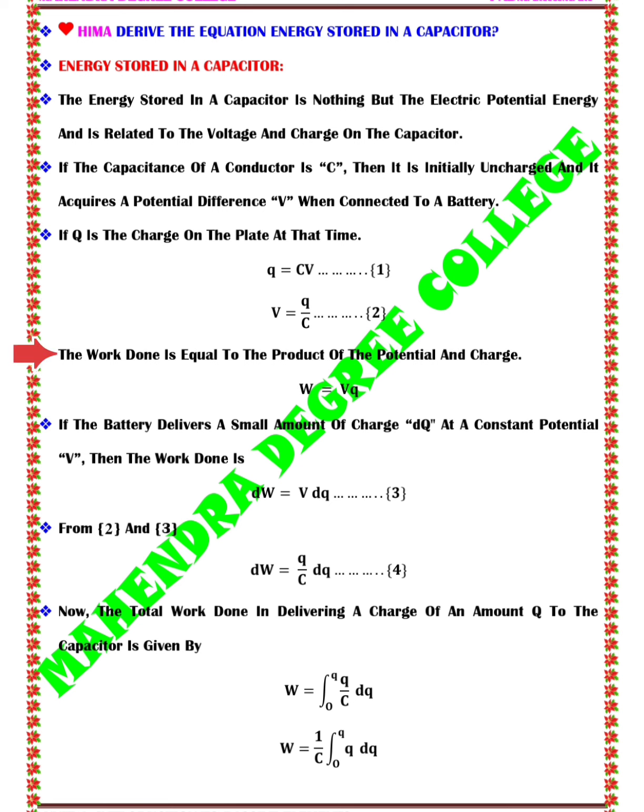The work done is equal to the product of the potential and charge. That is, W equals VQ. In simpler terms, the equation W equals VQ signifies that the work done to move a charge through a potential difference is equal to the product of the potential difference and the charge.